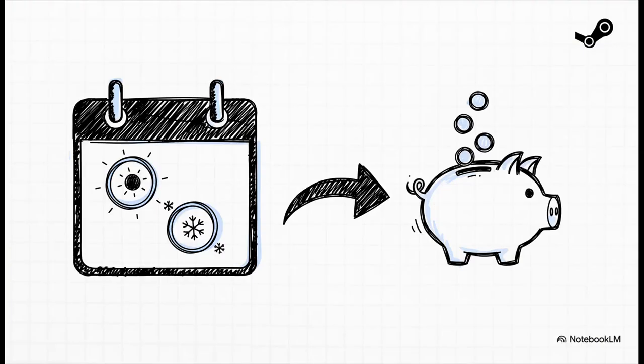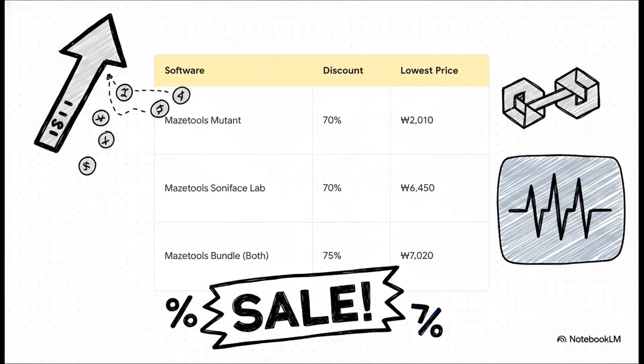All right, here's the number one tip from pretty much everyone in the community. Be patient. These are sold on Steam, and if you can just wait for one of the big seasonal sales, like the summer or winter sale, you can save a ton of money. And here's why waiting is totally worth it. Check out these prices. These are the lowest recorded prices during a sale. We're talking discounts of 70%, even 75% if you grab the bundle. That makes these incredibly experimental and creative tools super, super accessible.